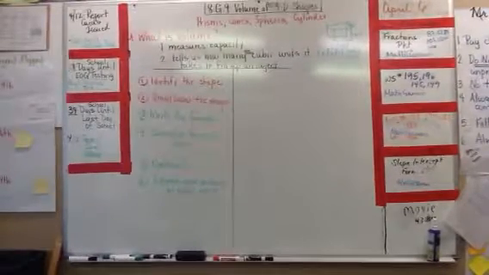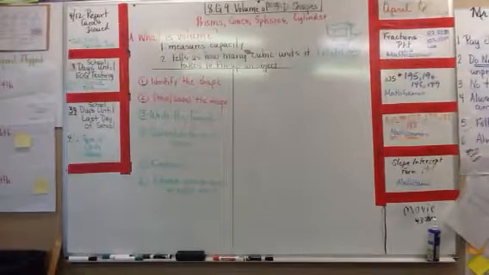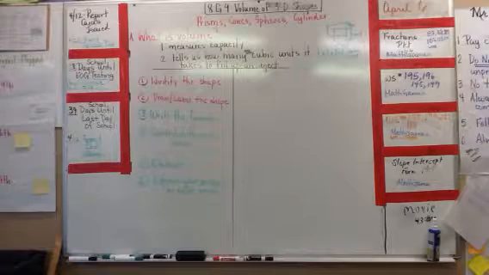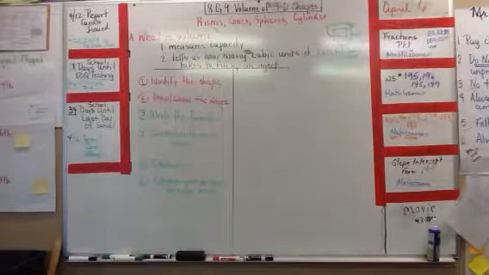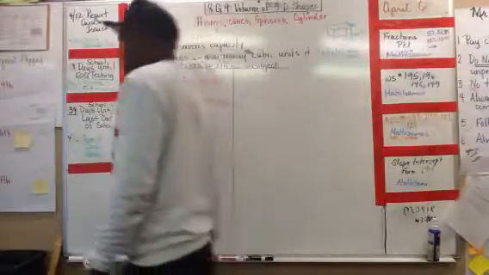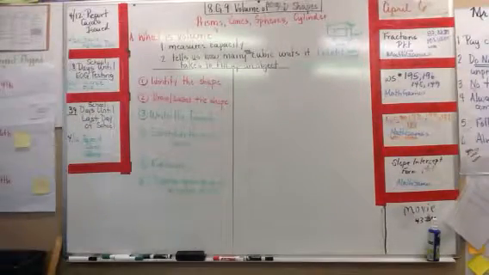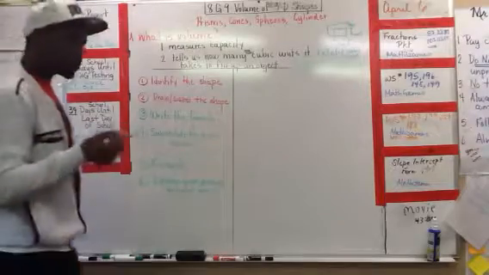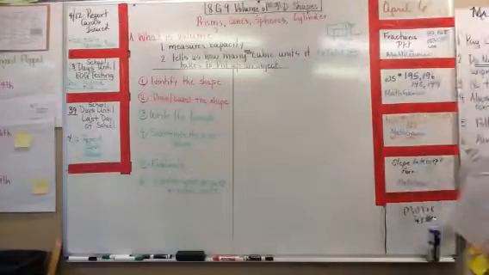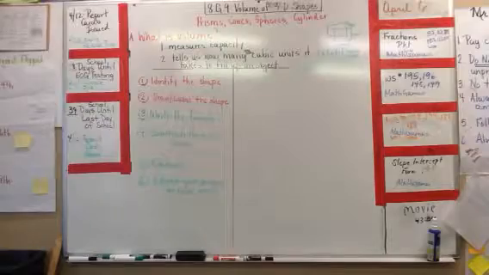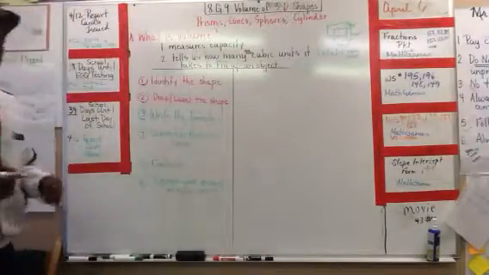Okay, this is 8th grade geometry, 9th standard, volume of three-dimensional shapes. A three-dimensional shape has a front, a back, left, right, top, and bottom view. You can see it from every dimension. More specifically, the shapes we're going to discuss are prisms, cones, spheres, and cylinders.